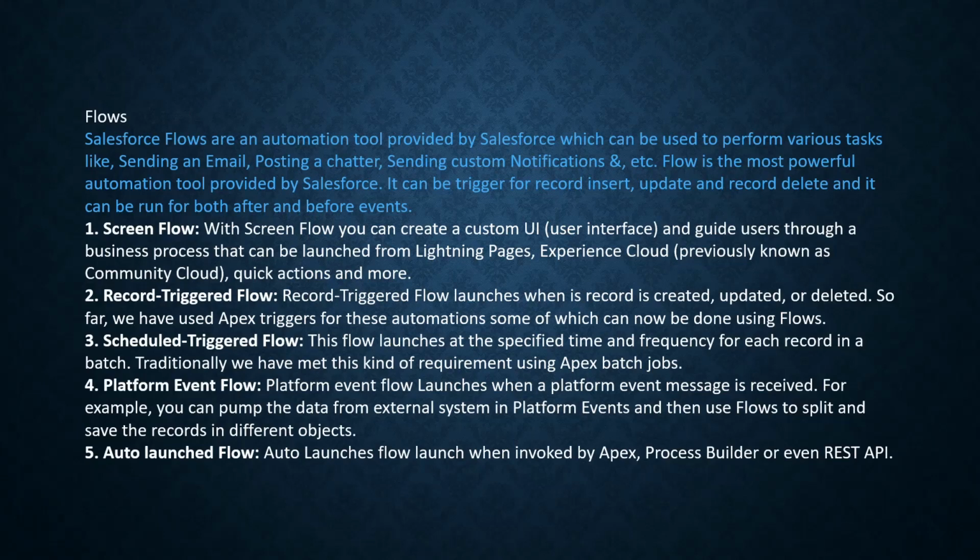Auto launch flow and record trigger flow are quite similar, but record trigger flows are especially related to the records, like whenever any record is getting inserted or any record is getting updated with a particular value, for that we use the record trigger flows. Record trigger flows are also auto launch flows, but the separate auto launch flows can be launched or invoked by any Apex, process builder, or even the REST API.